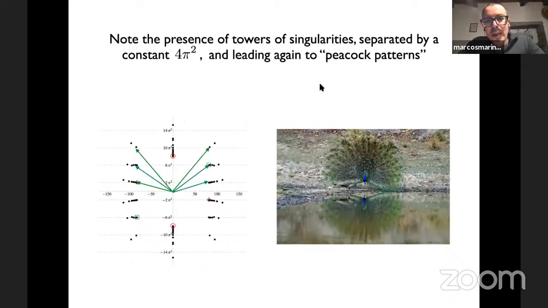Now, notice that here again, we have this peacock pattern in the sense that singularities arrange themselves in towers. So here, the difference is in the constant 4 pi squared, but this is just a normalization issue. So you can see that we find again this structure. And again, this structure seems to be typical of theories which have an underlying spectral curve in exponentiated variables. So this is also the case for toric Calabi-Yau manifolds.